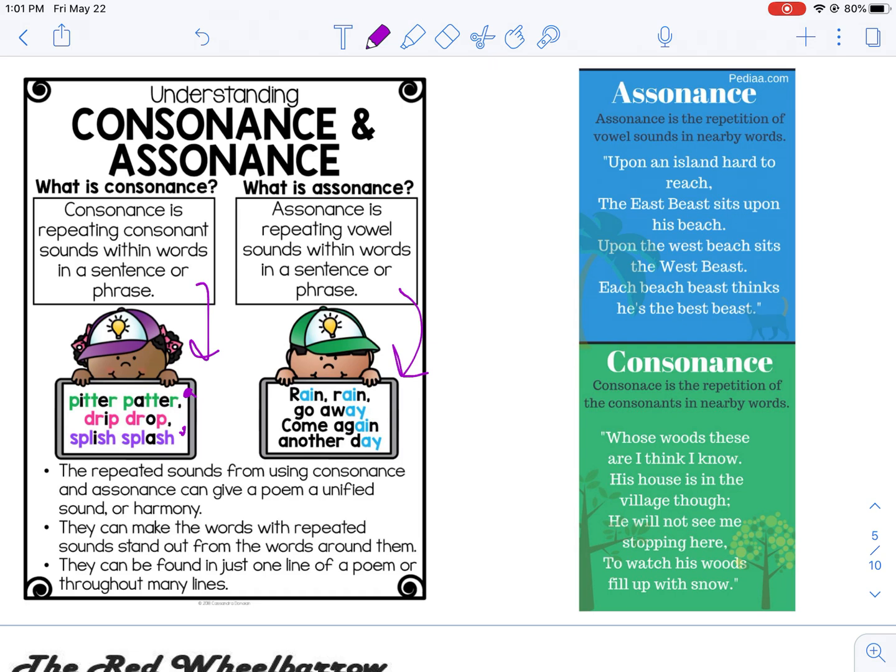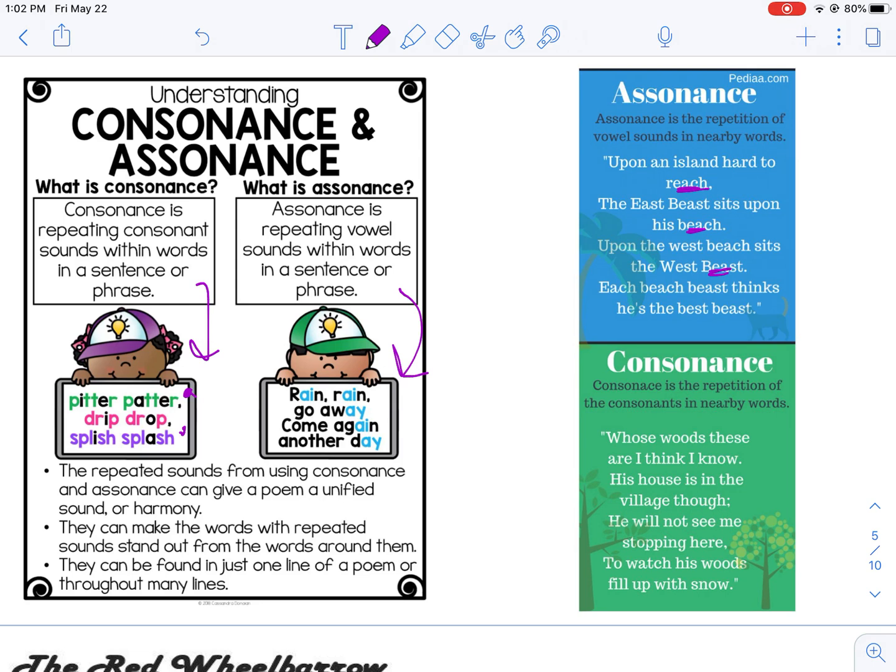So here's some more examples of assonance. Up on an island hard to reach, in the east, beast sits upon a beach. So we have that E-A sound. See right there? Upon the west beach sits the west beast, the E-A sound. Each beast thinks that best beast. So that's, again, the same E-A sound in all those words.